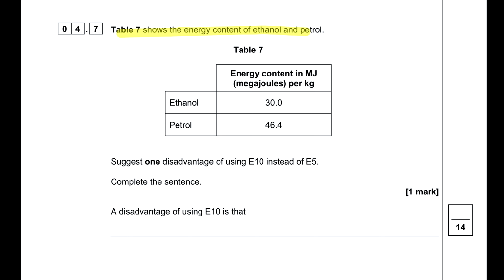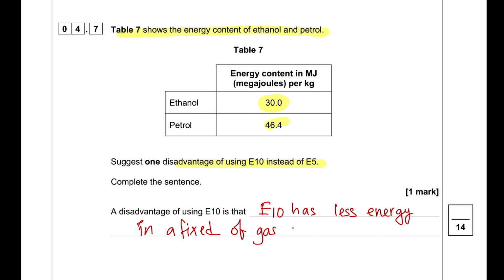Table 5 shows the energy content of ethanol and petrol: ethanol 30 megajoules per kilogram, petrol 46 megajoules per kilogram. So this is one disadvantage of using E10 instead of E5. Since E10 has more ethanol in it compared to E5, and ethanol has less energy, E10 produces less energy per litre compared to petrol.